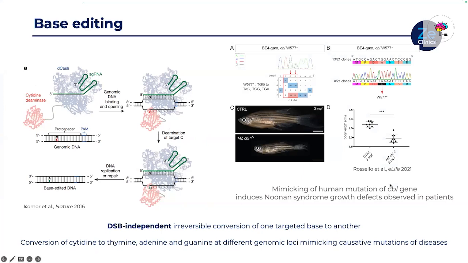This is just an example where we have a mutation in the CBL gene, which is involved in Noonan syndrome, which induces growth defects. And by precisely mutating this base pair, this is from Filippo Del Bene's lab in Paris, which has been pioneering genome editing approaches in zebrafish, we can see the same growth defects that we observe in patients. And virtually, we could use this kind of approach to induce different mutations at different loci, mimicking human disease.